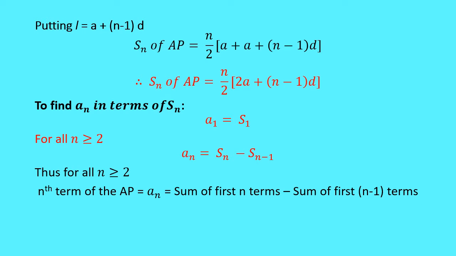For example, if you want to find a2, the second term, how will you get it? a2 equal to S2, that is the sum of the first two terms, minus S1, that is the sum of the first term, which is a1 only. Okay, so an is Sn minus Sn minus 1.